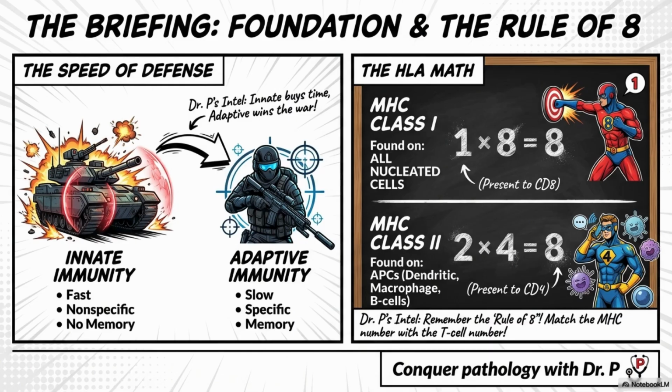Now the HLA math. Never get this wrong again, the rule of 8. MHC Class 1 found on all nucleated cells, it presents to CD8, 1 multiplied by 8 equals 8. MHC Class 2 found on APCs, it presents to CD4, 2 by 4 equals 8. If the math adds up to 8, you have the right answer.